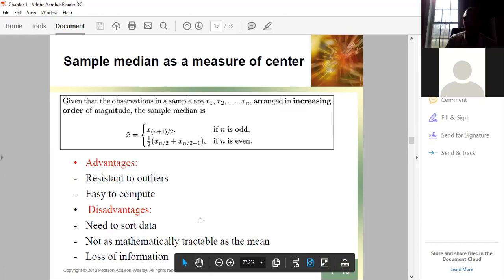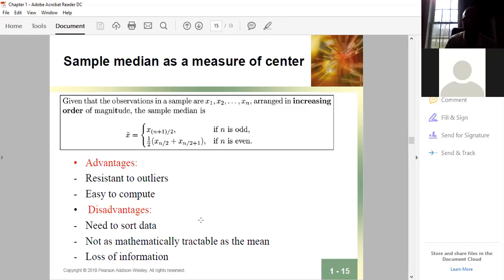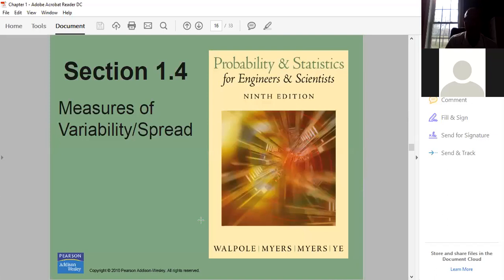And then the median, that is X of (n plus 1) by 2 if n is odd, and X of n by 2 plus X of (n by 2 plus 1) if n is even. Make sure when you write the second part, X of n by 2 plus 1, that the n by 2 is in the bracket. So first you need to divide n by 2 and then add 1. Otherwise you will be wrong. And it is resistant to outliers, that's a really good part, but you need to sort the data and it's not as mathematically tractable as the mean. And there is some loss of information.